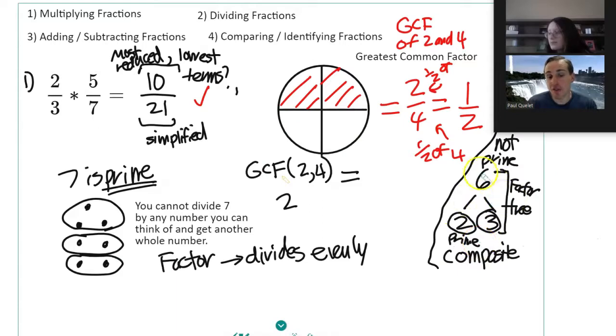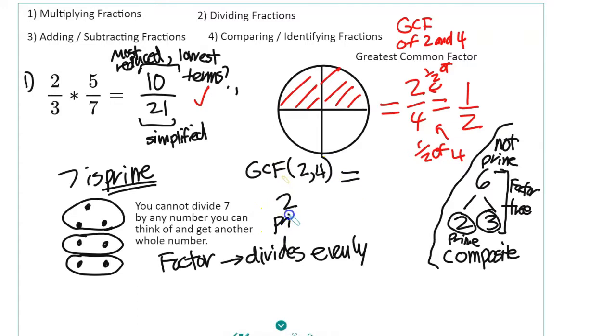This is called a factor tree because all the things at the bottom are prime numbers, because the tree stops once you hit a prime number. It's not composite anymore, right? You follow what I'm saying? So now let's think about the greatest common factor of 2 and 4. 2 we know is prime.